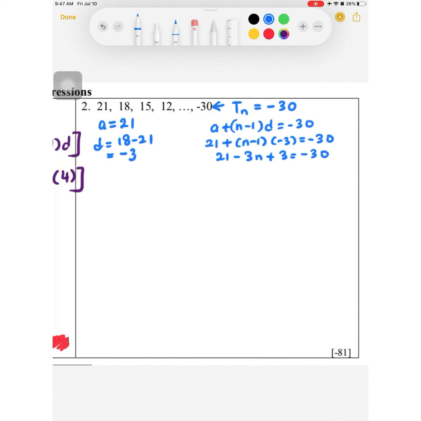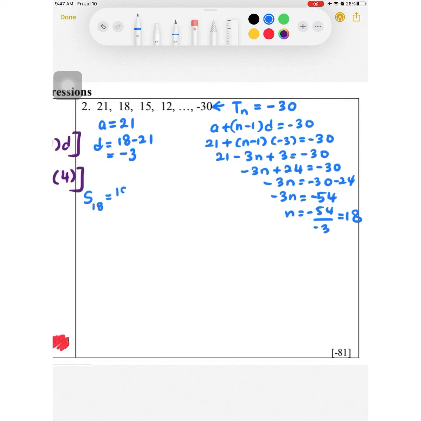So find n first. You'll get negative 3n equals negative 30 minus 24, so negative 3n equals negative 54. So your n is equal to 18. Now you know your n. Now what you do is find S18. By using the formula, it's 18 divided by 2.